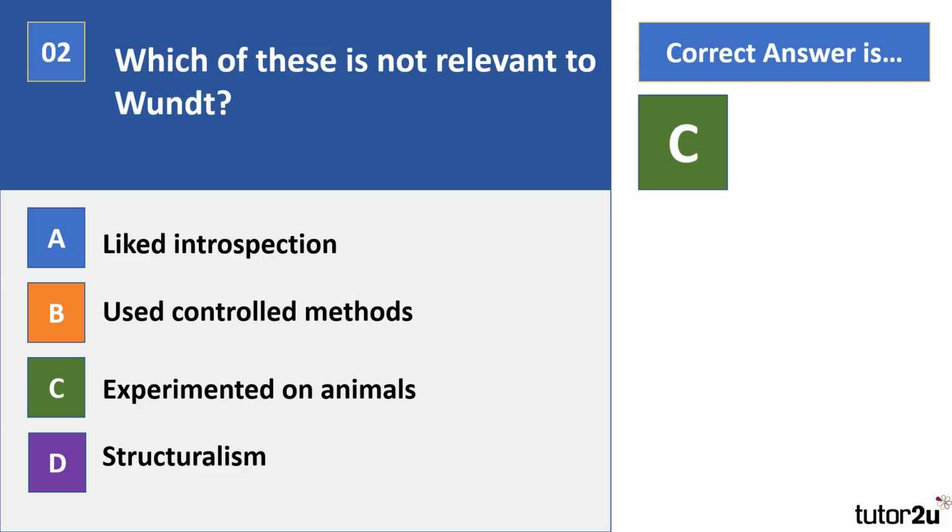So 6-mark questions around Wundt are going to expect you to show knowledge of his role in the emergence of psychology as a science, the moving from philosophy into psychology because of the use of controlled methods, the use of introspection, and also paving the way for the rest of psychology.